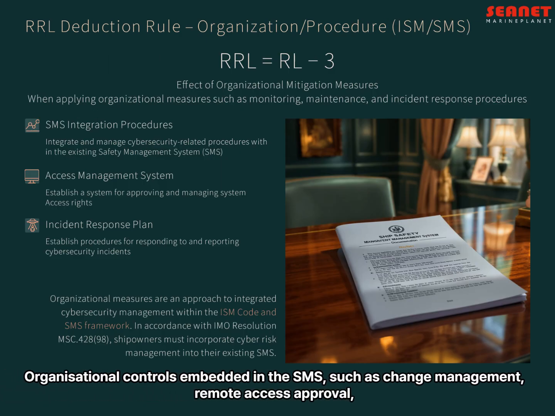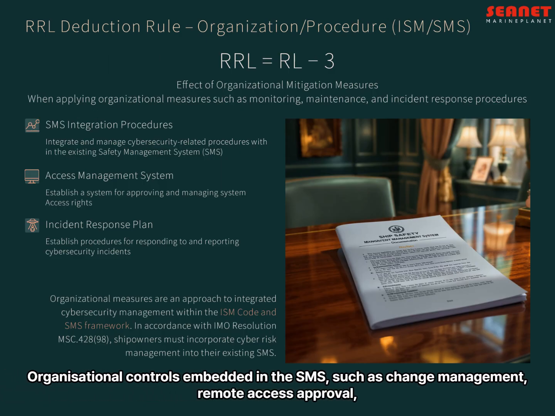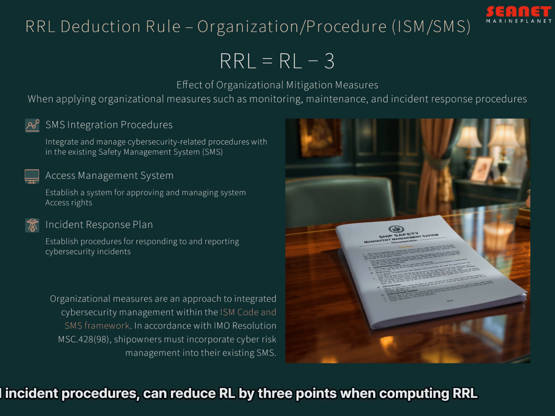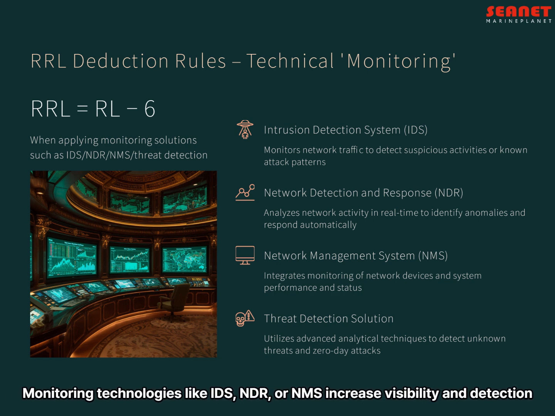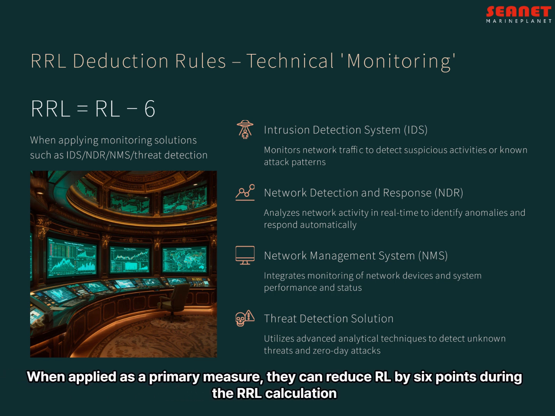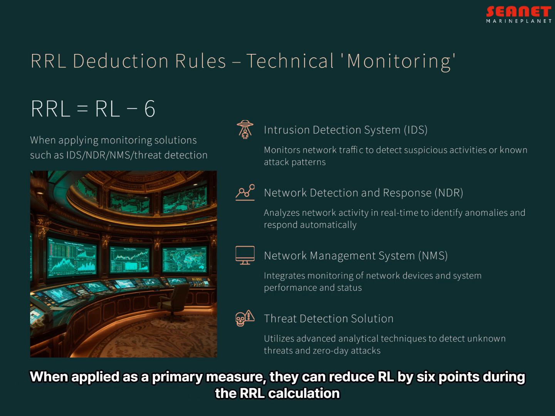Organizational controls embedded in the SMS, such as change management, remote access approval, and incident procedures, can reduce RL by 3 points when computing RRL. Monitoring technologies like IDS, NDR, or NMS increase visibility and detection. When applied as a primary measure, they can reduce RL by 6 points during the RRL calculation.